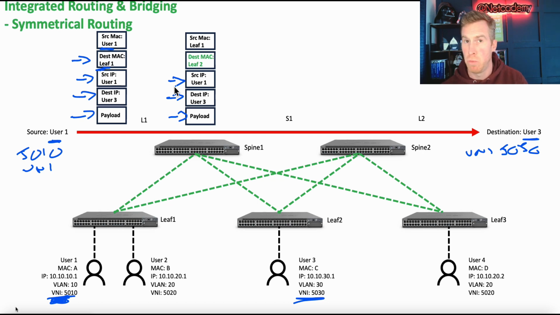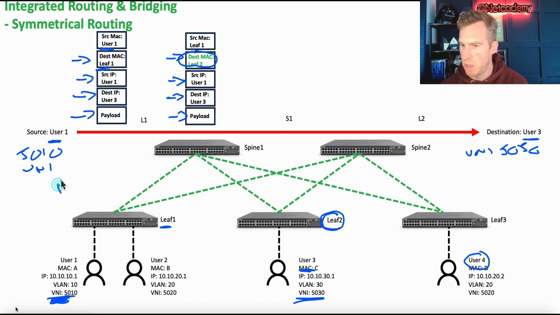But I've highlighted in green what is different here. So the destination MAC address is now of leaf 2, whereas recall that in the asymmetrical model, the actual destination MAC address was that of user 4. The reason why we're now defining the destination MAC address of leaf 2 is because leaf 1 doesn't actually know about the destination MAC address of user 3, i.e. MAC address C here. However, VXLAN still requires this inner header to actually be filled, to actually be completed.